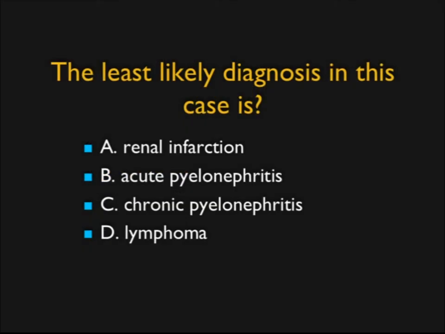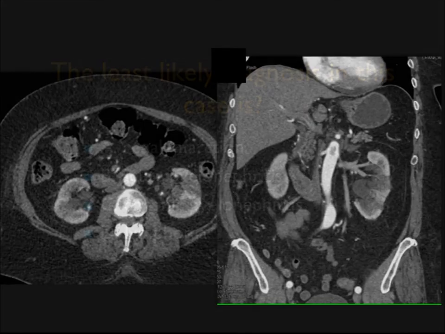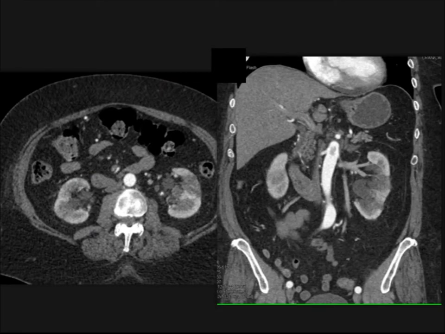The least likely diagnosis in this case is, I'm showing you what is patchy areas of wedge-shaped decreased attenuation in both kidneys, worse in the left kidney than in the right. It could be renal infarction. In fact, in this case it was, and it could be acute or chronic pyelo. Sometimes I think it's hard to distinguish acute pyelo from renal infarction. Sometimes with pyelo, it involves the entire kidney, though renal infarcts can as well. Sometimes when it's just wedge-shaped, it can be difficult.